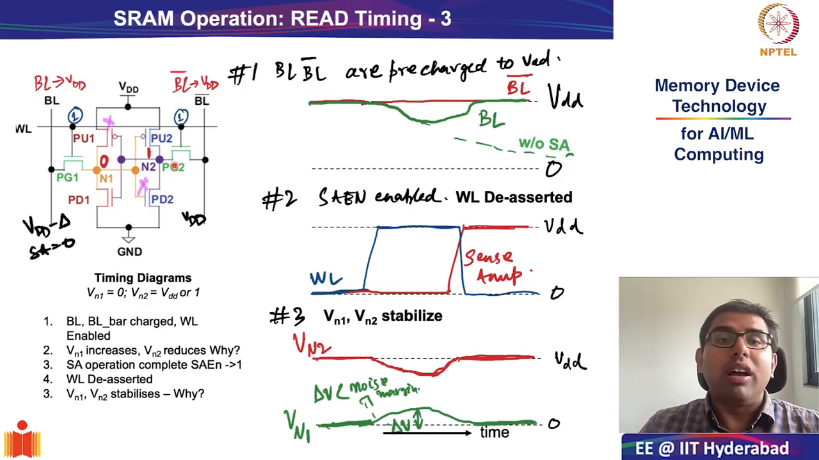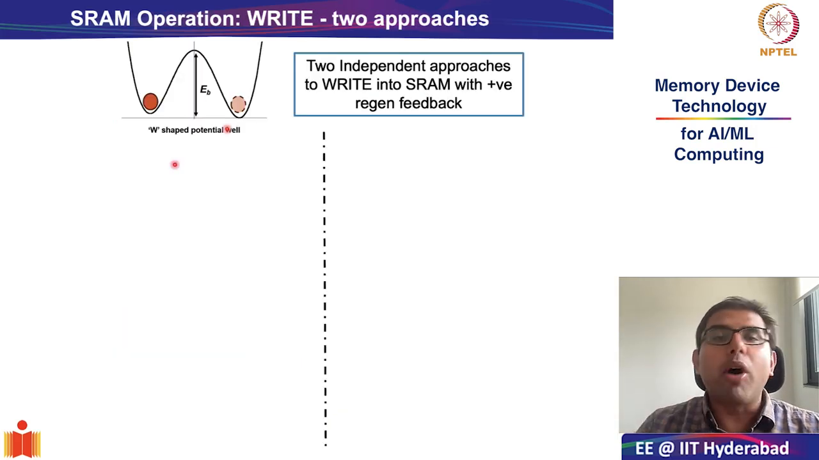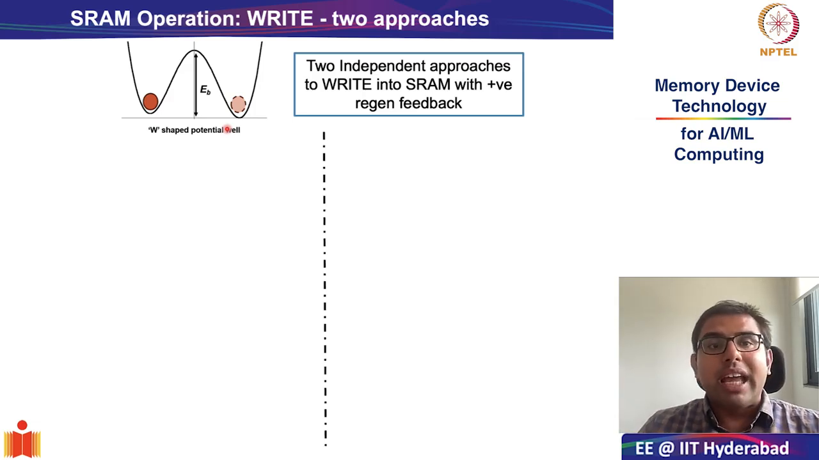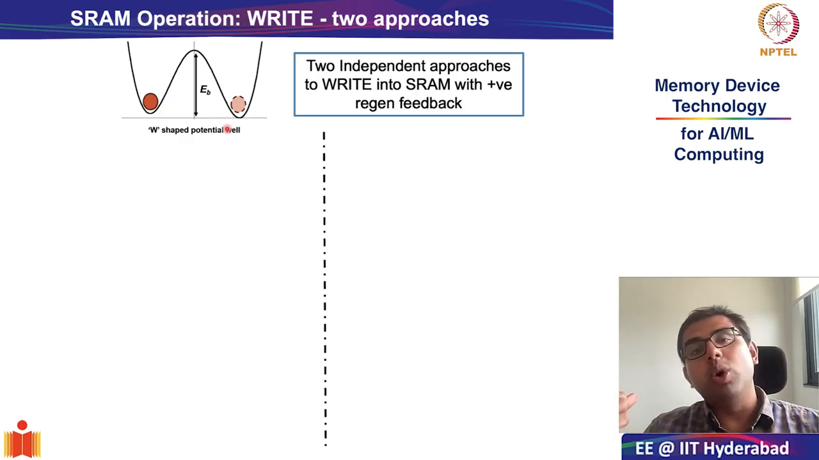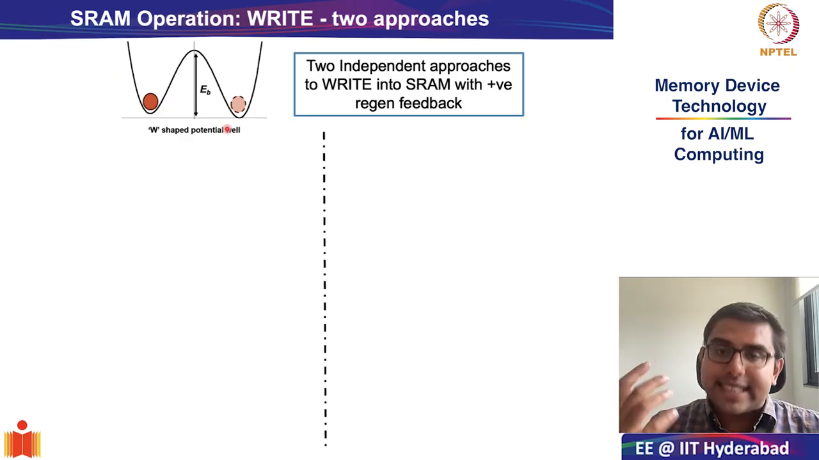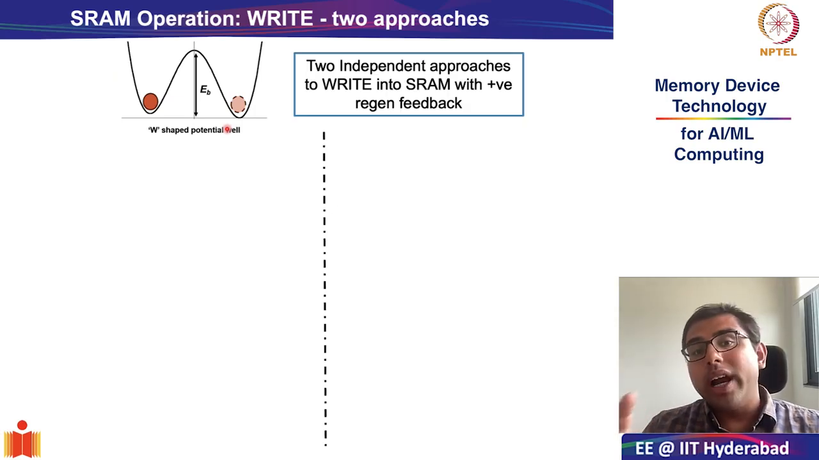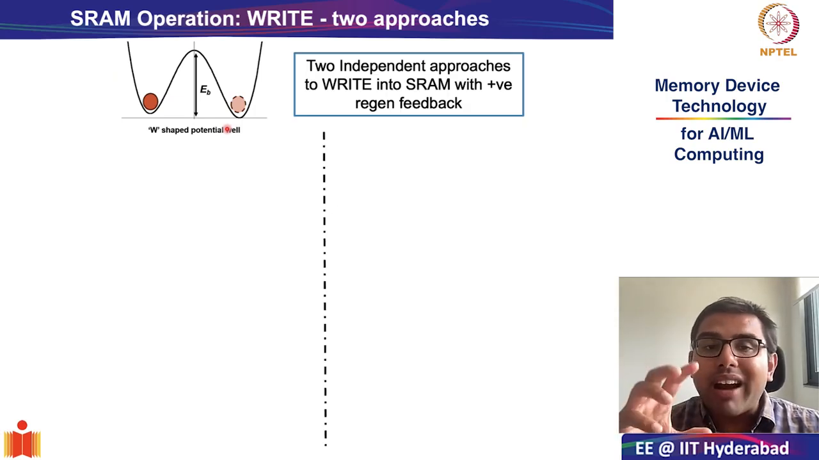Okay, so this is the answer to the question that I had asked the last time, and now we will move on to another very important operation, the second most important operation in SRAMs, and that is the write operation. We did a detailed analysis of how the read operation happens. We did a static analysis which enabled us to understand the cell ratio, and also a timing analysis. Now we will go ahead and look at the write operation.